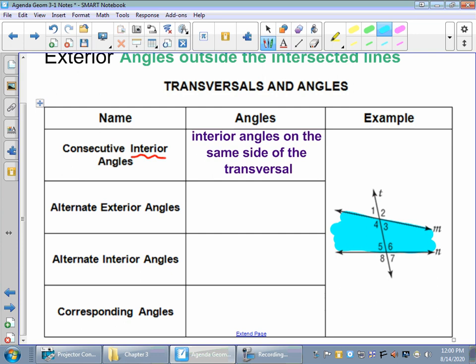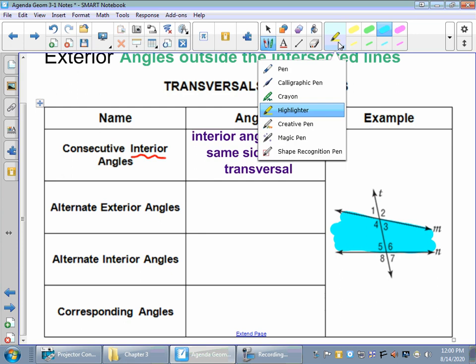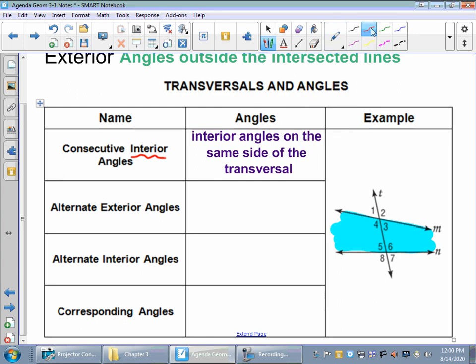And so now which ones of them are consecutive? Okay, so consecutive would be they're on the same side of the transversal. So 4 and 5 would be consecutive because they're on the same side. And then another pair of consecutive angles would be 3 and 6 because they're on the same side of the transversal and they are interior. Okay? The next one, and just to point out again, T is your transversal here. Sometimes it helps just to make sure that you point that out, which one is the transversal, so that we know which one we're looking at.